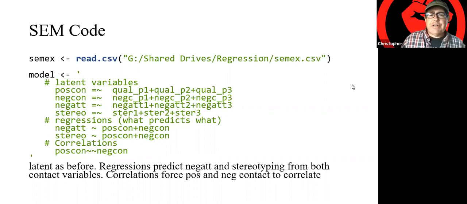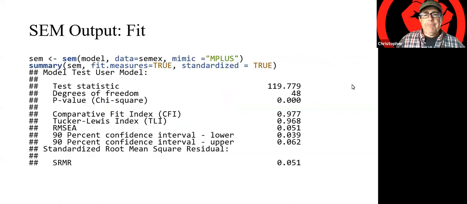Latent variables are structured as before, and we're going to force positive and negative contact to correlate, and we're going to test a model and see whether it fits, whether a model where we're predicting these prejudices from both positive and negative contact explains our data. And also we're going to get tests for each of these different predictions. We're going to see whether positive contact relates to more or less negative attitudes, whether negative contact increases stereotyping, for example.